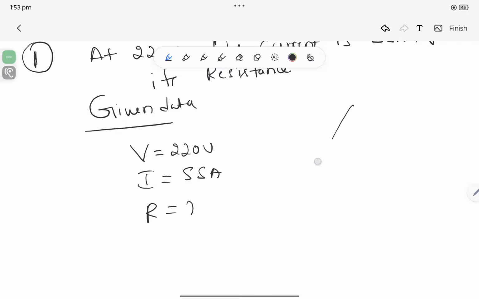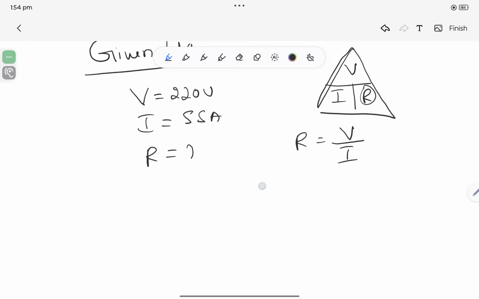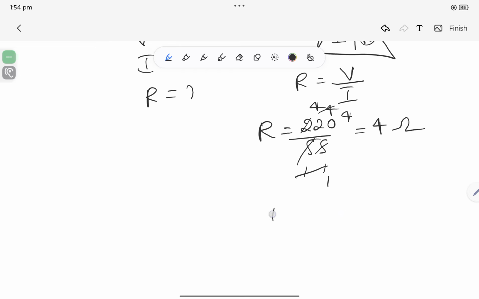From Ohm's law, we know the formula: V is equal to I into R. So what do we want? We want R. So R is equal to V by I. Let us substitute the given data. So R is equal to 220 by 55. 5 ones are 5, 5 fours are 20. So 11 ones are 11, 11 fours are 44. So what is the SI unit of resistance? Ohm. So R is equal to 4 ohm.